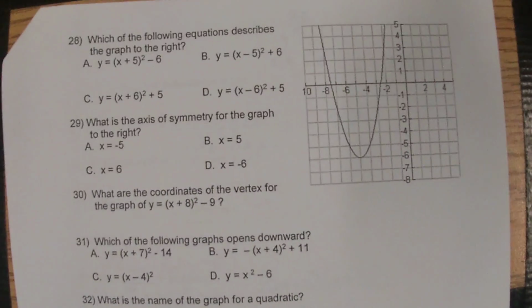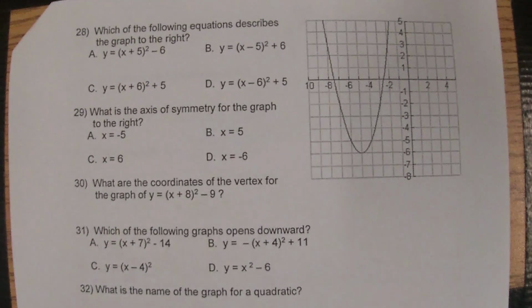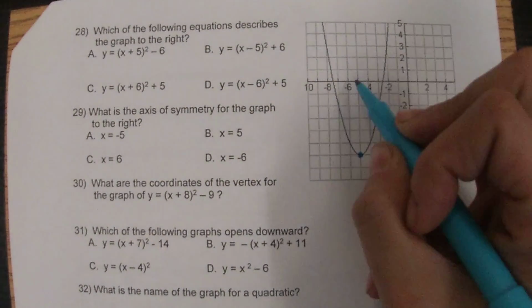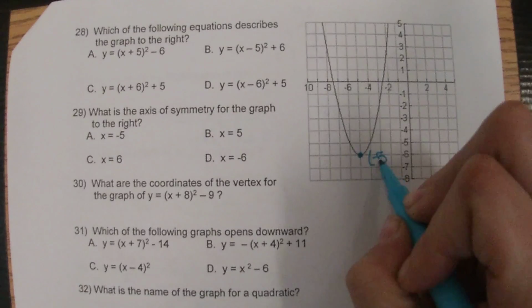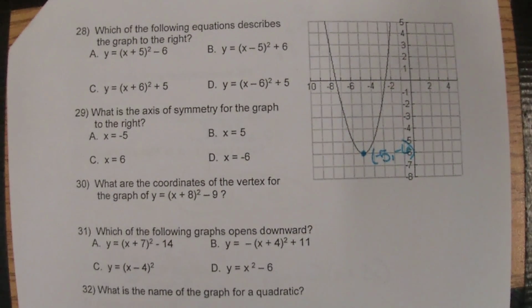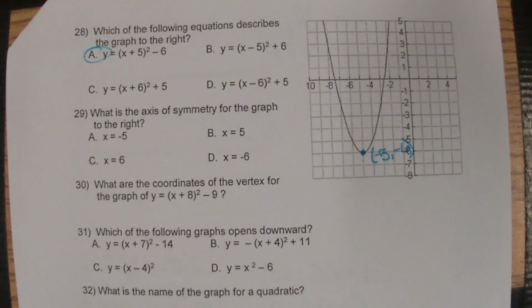Okay, here's the last page of the review packet. So going through this last page here. Number 28 says, which of the following equations describes the graph to the right? So if we look over here to the right, we need its vertex. Its vertex is -5, -6. In an equation, our h should look the opposite sign because it has a subtraction sign. So we're going to want option A.